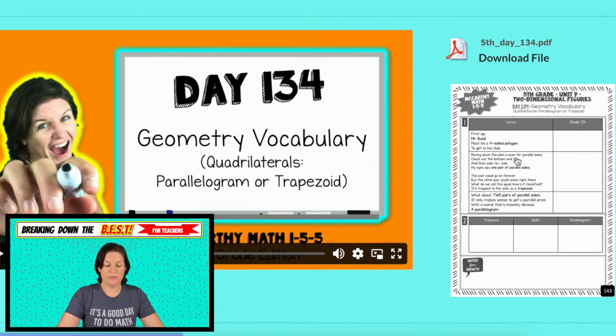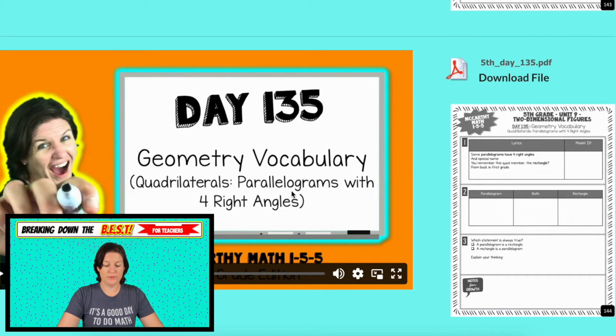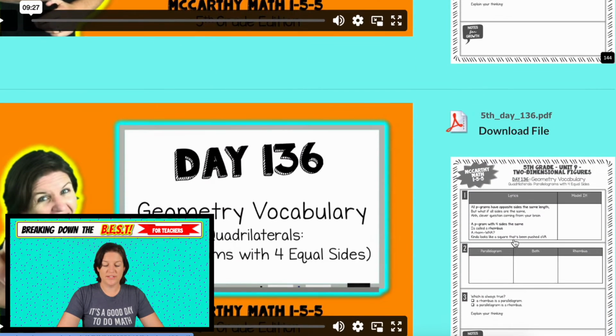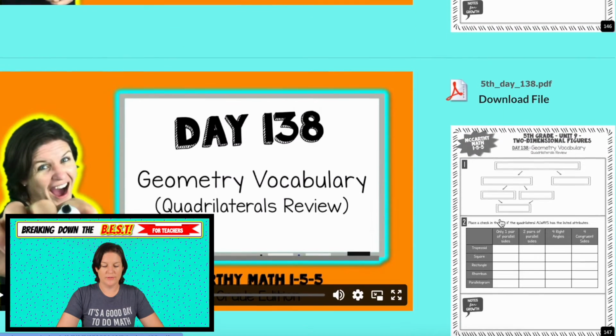And then we're talking about quadrilaterals, parallelogram, or trapezoid. Remember, be careful with trapezoid there because it has a different definition than we're using. Quadrilaterals, parallelograms with four right angles, we'll talk about here. And you'll see lyrics right there. It's because I'm using a song that I've created to help these make sense. Okay, so you can see there's a lot more.